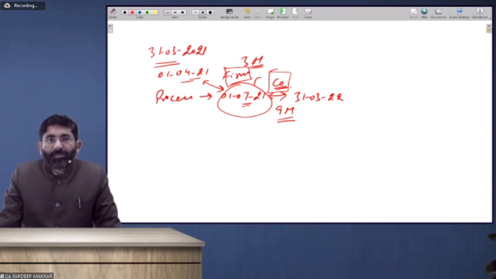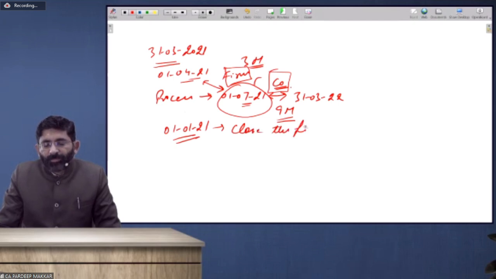Or you may get a question when he says we have decided on 1st of April, or you may say that they have pre-planned on 1st of January 2021 that we have to close our books of accounts, or we have to close the firm. Close the firm. And for that we have started doing efforts for converting it into a company.